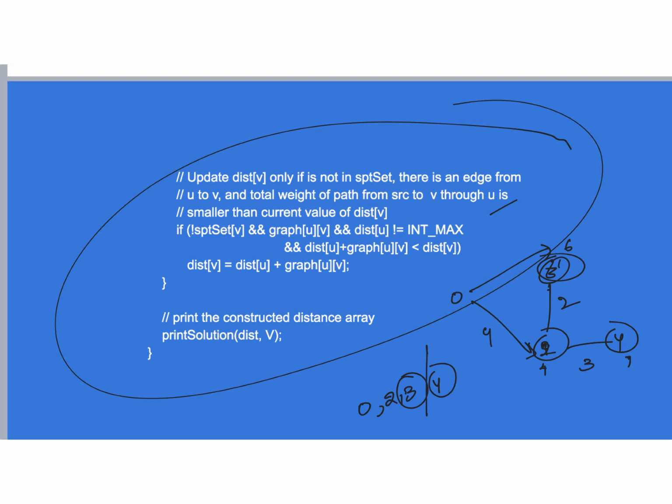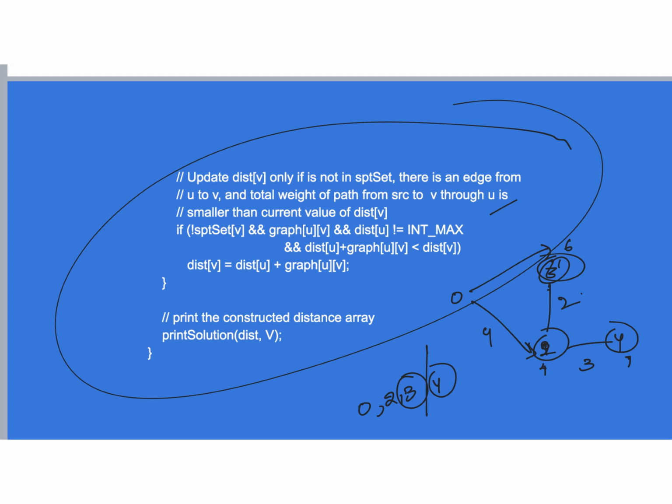So let's take a look. We update distance of v only if it's not in the special set. That means we don't want to repeat it again. So there's an edge from u to v. The total weight from source v to u is smaller than the current distance. We want to make sure it's smaller than the current distance. If it's not, we're not going to be utilizing it. So that's what we actually said over here. That's what I explained here.